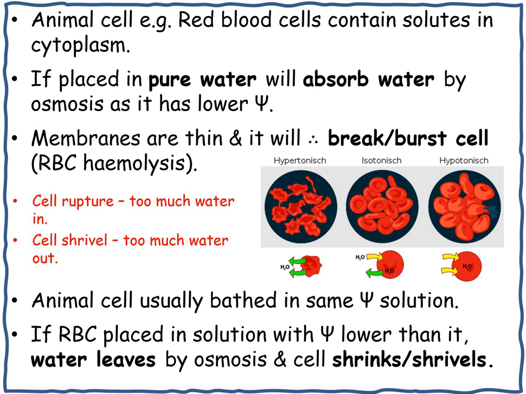And as water moves in, because the cell membranes of red blood cells are thin, it will actually rupture and burst the cell, which is called haemolysis. Lysis means breaking open the cell. Haemo is to say that it's like red blood cells. So red blood cell haemolysis. So this is shown here. If you put it in a hypotonic solution, which means it's a dilute solution, what's going to happen is the water's going to move in and it's going to rupture the cell membranes and it's going to burst.